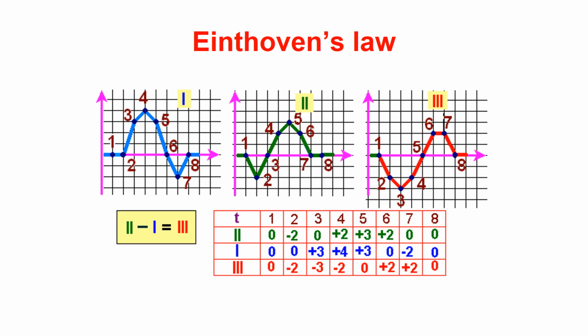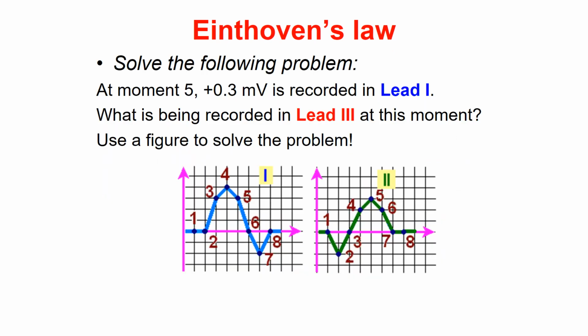In the figures, ECGs are presented both graphically and in table form. Solve the following problem. At moment 5, plus 0.3 mV is recorded in lead 1. What is being recorded in lead 3 at this moment? Use a figure to solve the problem.